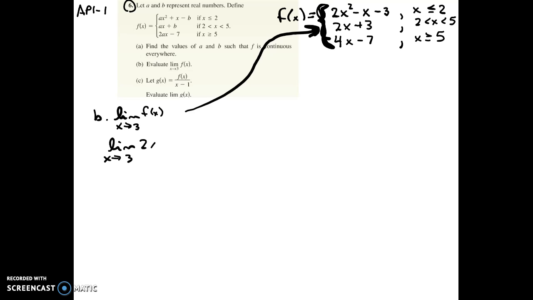So now we're ready for part B. Part B is to evaluate the limit as x approaches 3 of this new function that we wrote up here. Now 3 falls in this middle section because 3 falls between 2 and 5. So this is basically asking me to find the limit as x approaches 3 of 2x plus 5. I'll plug the 3 in for the x, and I will get 6 plus 5, which is 11. That's all there is to part B.